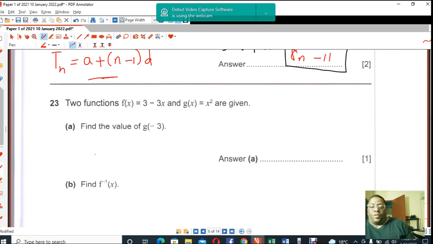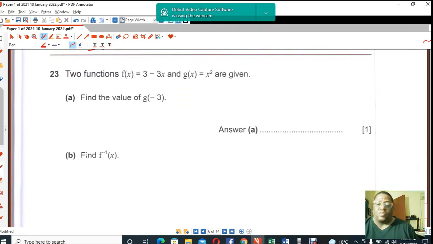Okay, question 24, you've got 2 functions. For the first one, you are supposed to find the value of g when you put negative 3 everywhere where you have an x. So in simple terms, you go to g of negative 3. Please be careful, you must put brackets there. So that's going to give you nothing but 9.